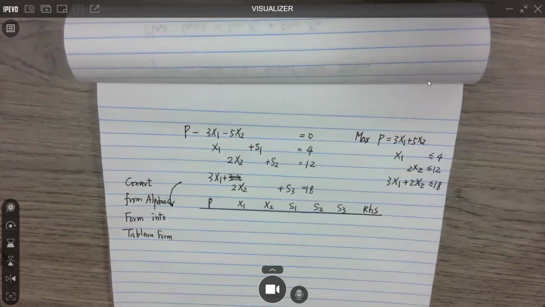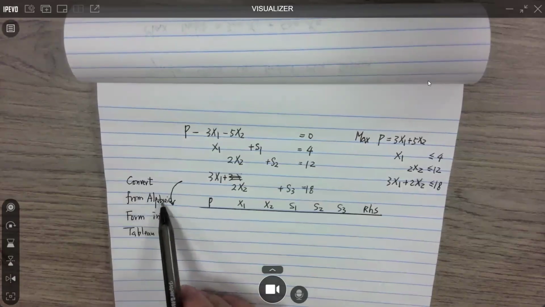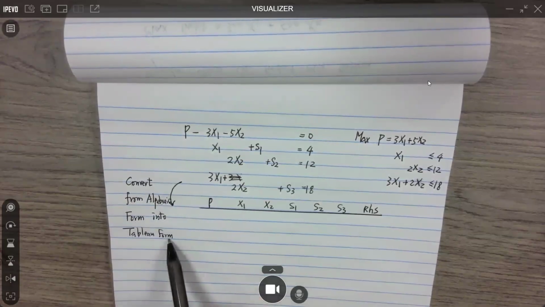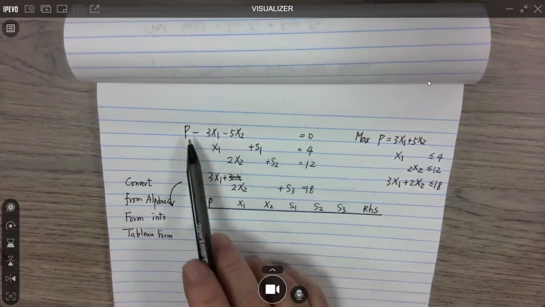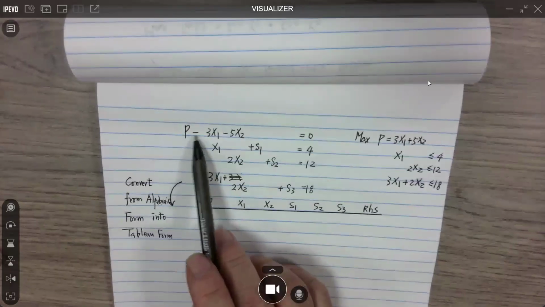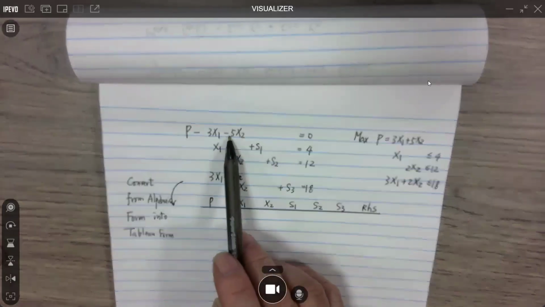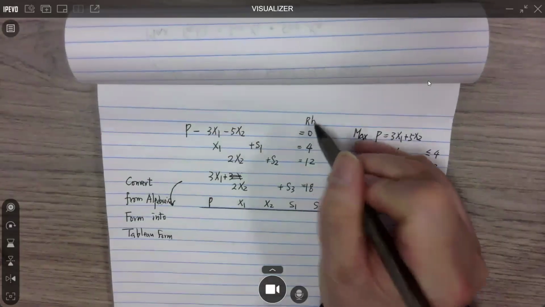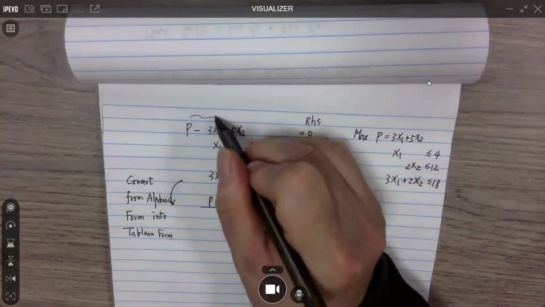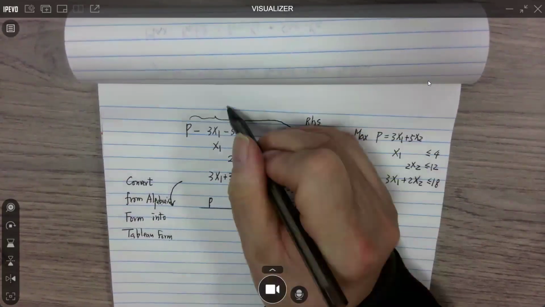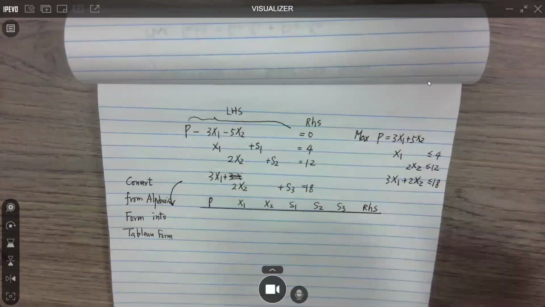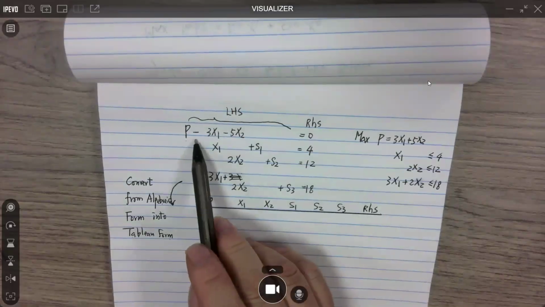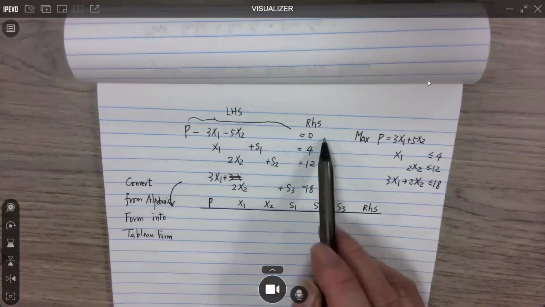The job we're going to do next is convert from algebraic form into tabular form. This is the algebraic form we just had: P minus 3x1 minus 5x2 equal to 0. This is what I call the right-hand side, and everything from here to here is called the left-hand side.